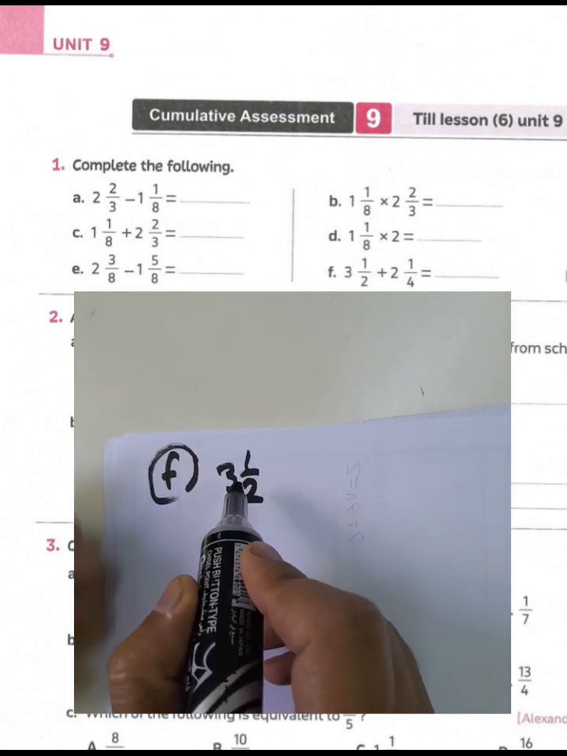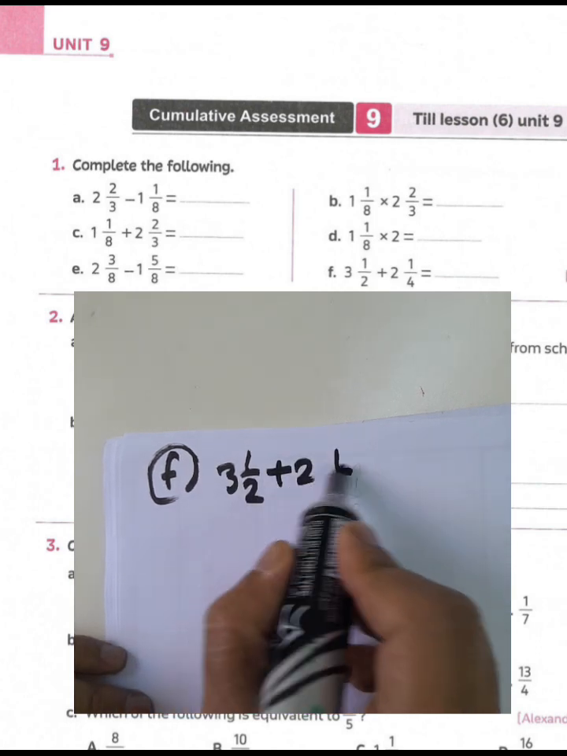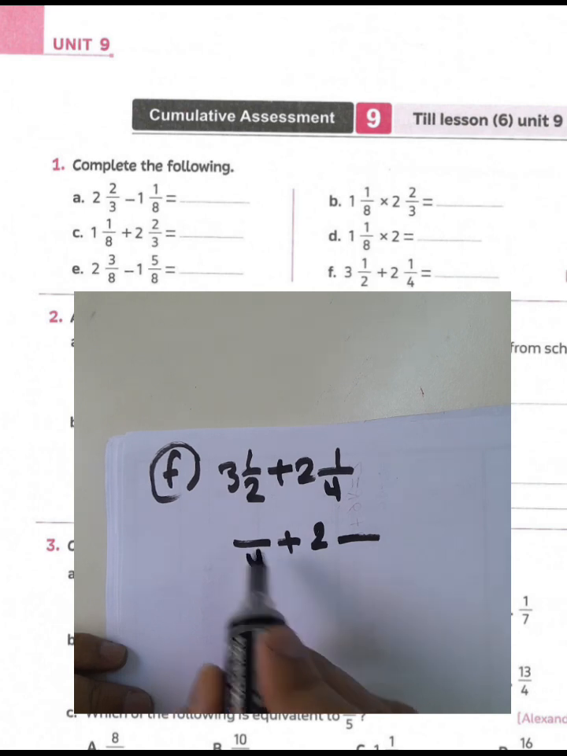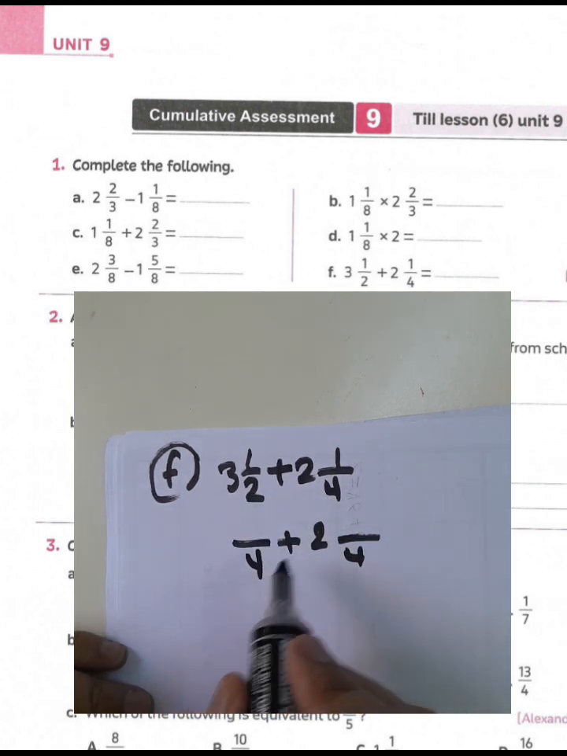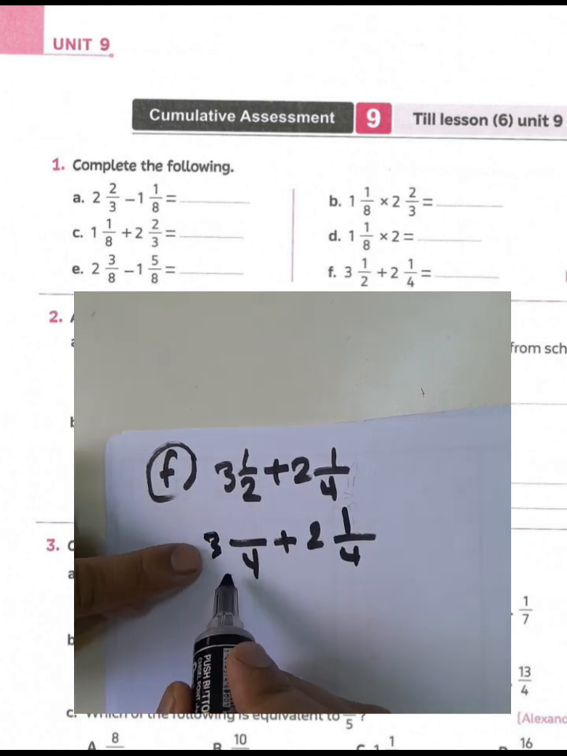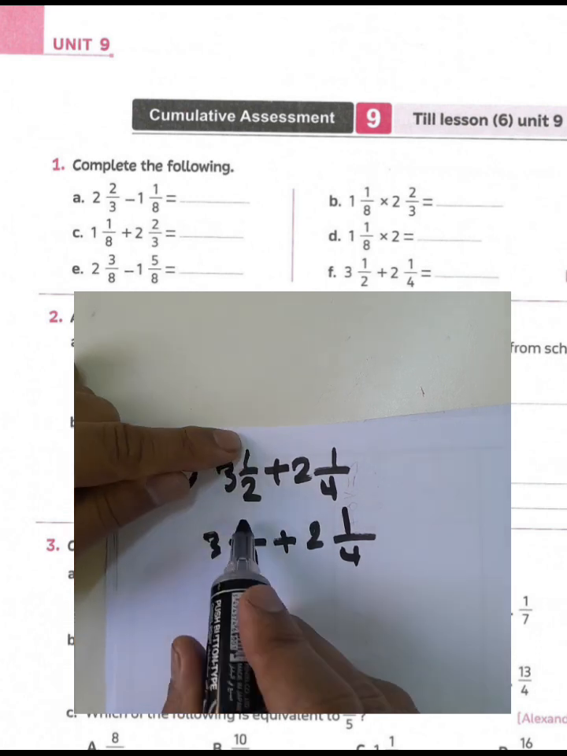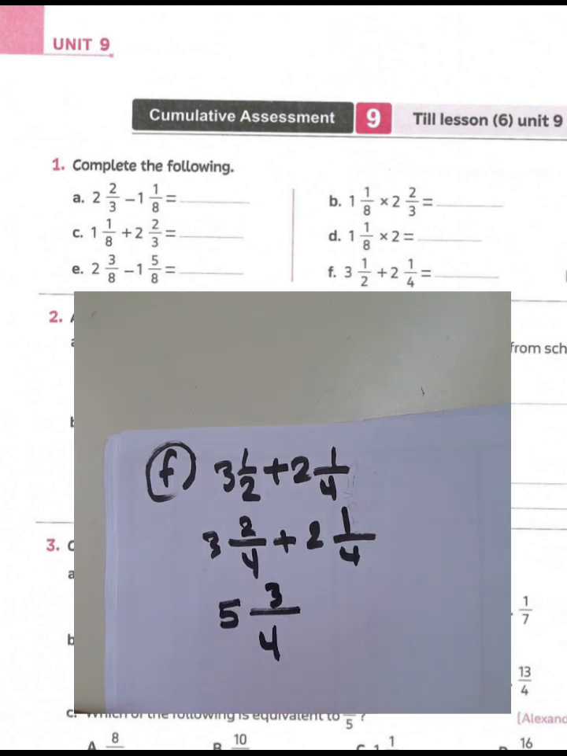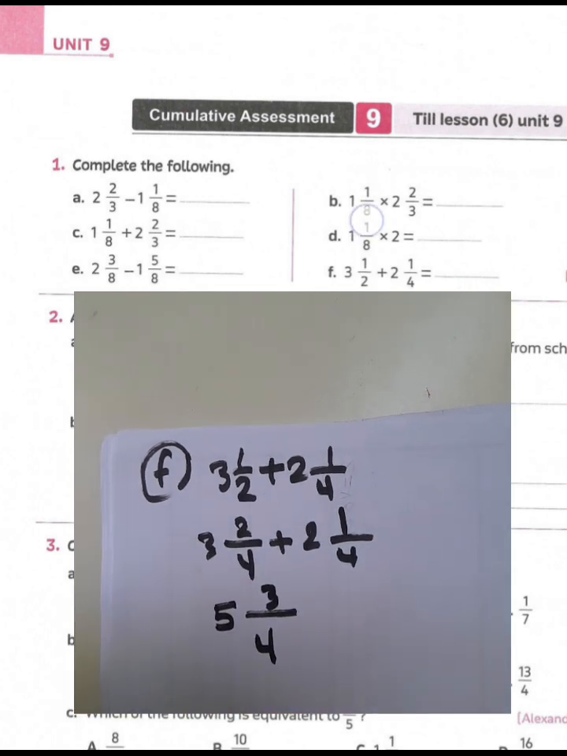3 and 1/2 plus 2 and 1/4. We find the least common multiple of the two denominators. It will be 4. 4 can be divided by 2. And write 3 here. 2 times 2 equals 4. 2 times 1 equals 2. And then add them: 3 plus 2 equals 5. And write 4 in the denominator. 2 plus 1 equals 3. The result will be 5 and 3 over 4.